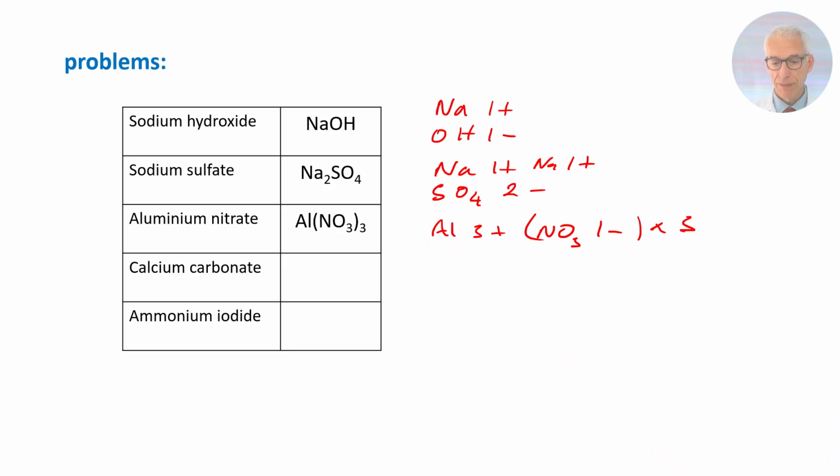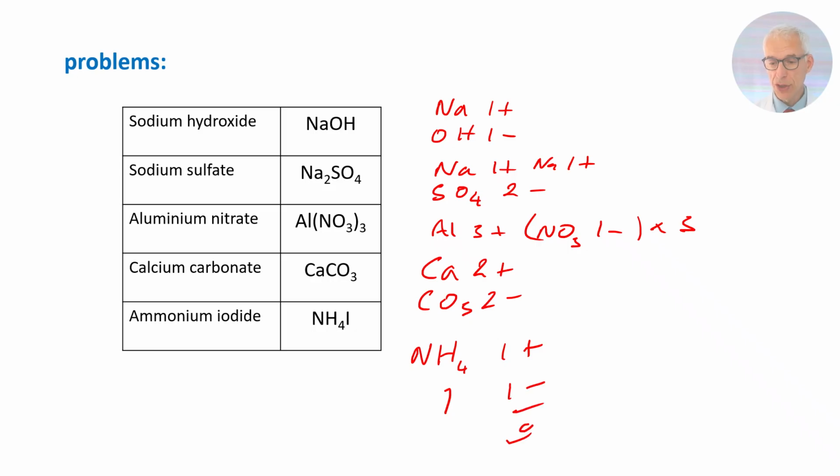Next one. Calcium carbonate, relatively easy. Calcium's in group 2, a 2 plus. Carbonate, CO3 is a 2 minus ion. One of each sums to 0. Ammonium iodide, you've got to remember the ammonium is a 1 plus ion. It's the only group or compound ion with a positive charge. Iodide is 1 minus. Those two sum to 0.